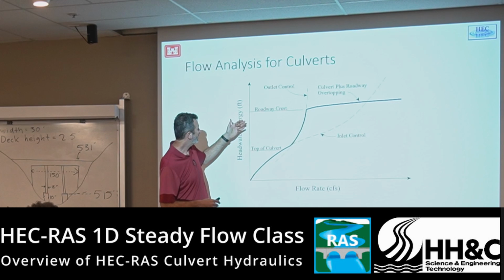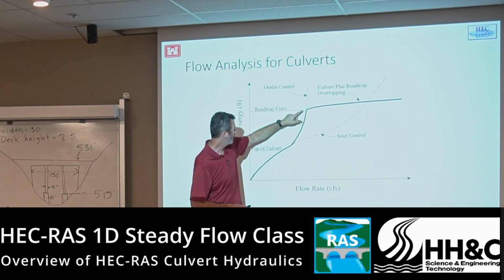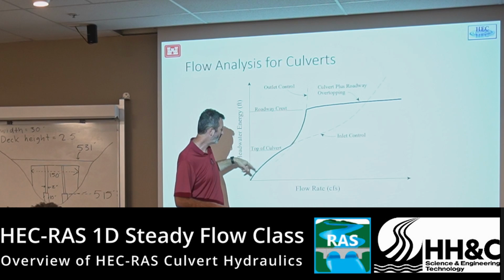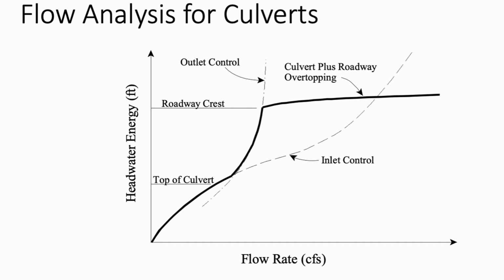Okay, so at some point, the weir flow is going to happen, and then that'll take over. Well, I mean, there'll still be flow through the culvert, but we'll end up with a combined curve that will look something more like this thicker one right there. Okay, so when does inlet control happen?